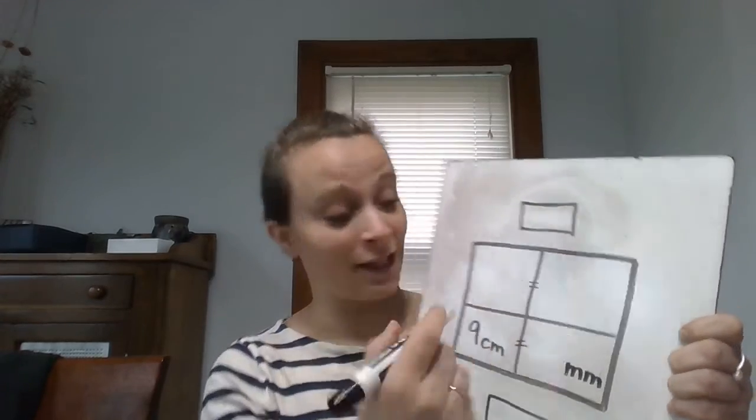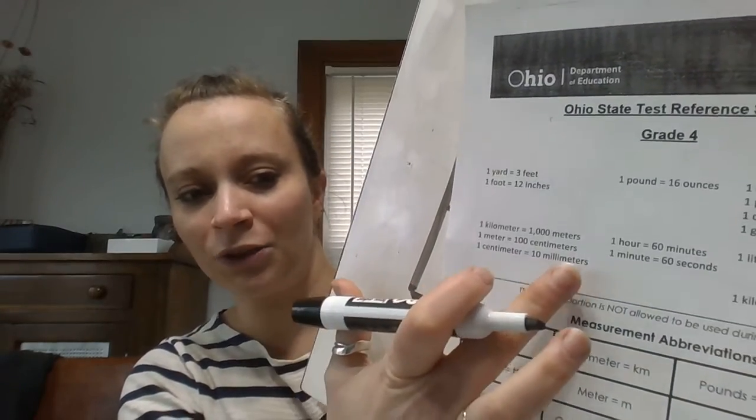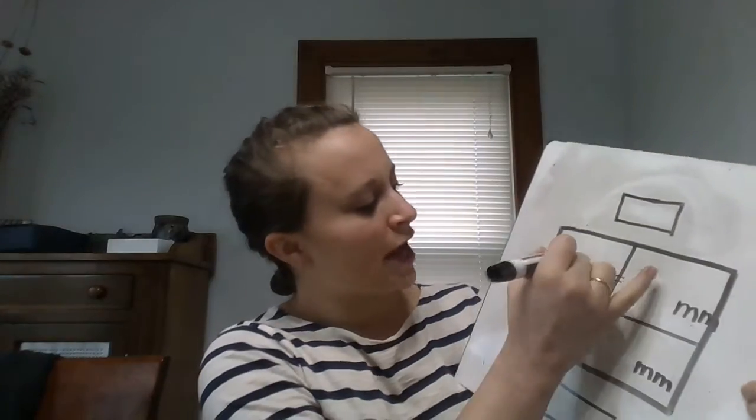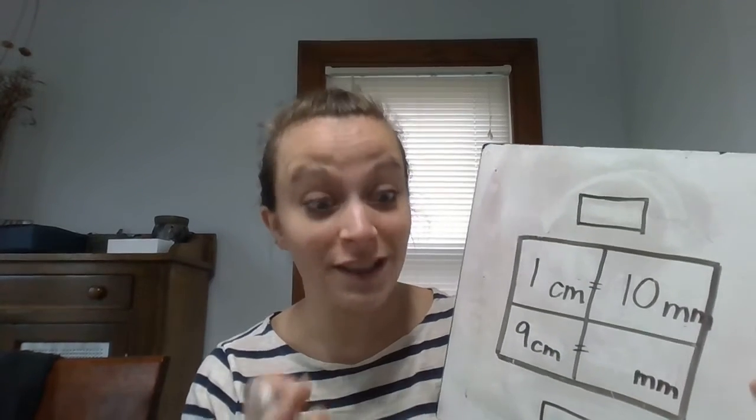So, step 1, copy the units in the top box. Centimeter, millimeter. Step 2, find the units on the reference sheet. So I'm going to look on my reference sheet. Down here, centimeter, 1 centimeter equals 10 millimeters. So I just copy. 1 centimeter equals 10 millimeters. So far we've just copied.